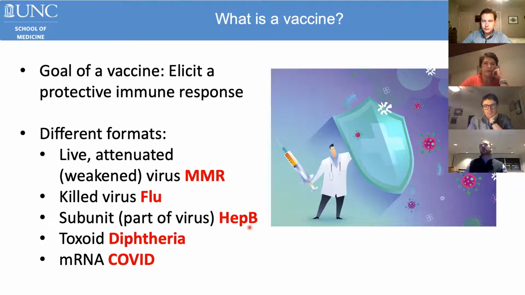Similar to this is a toxoid vaccine, more relevant for bacteria. We take a purified toxin of the bacteria and then subsequently give it to a host and allow you to create a good immune response against that bacteria. A good example would be diphtheria.